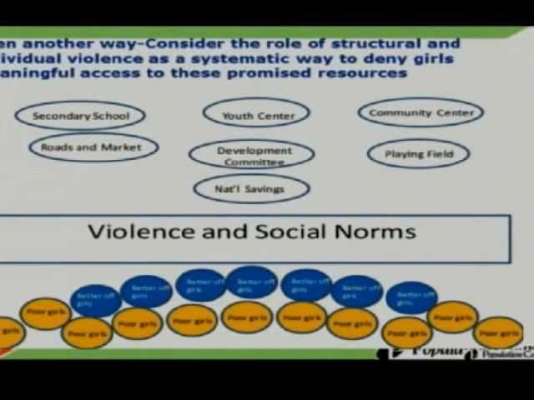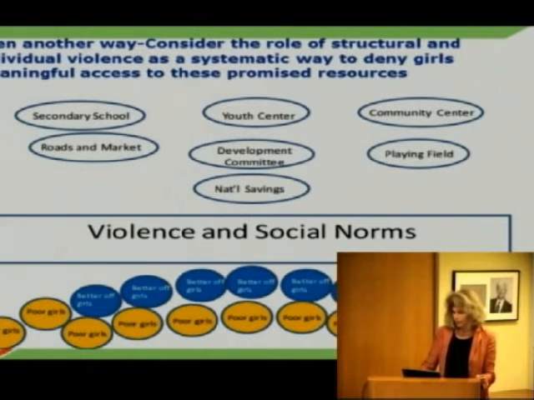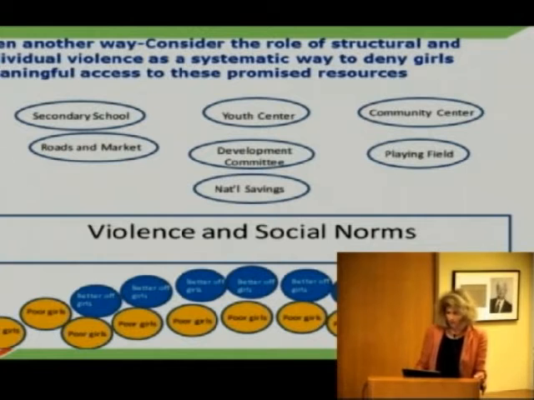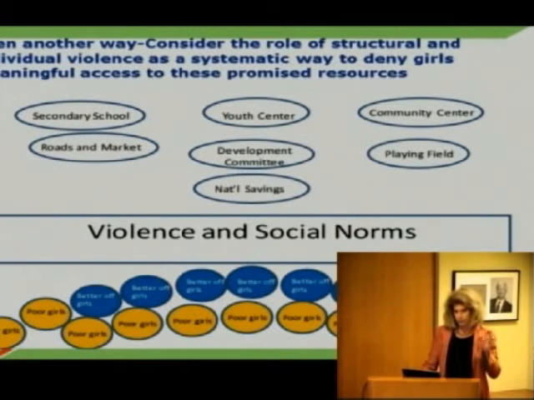Another way of seeing this is to consider the role of structural and individual violence. It's a systematic way of denying girls meaningful access to their promised resources. Obviously, there are many consequences at the bodily level, intergenerationally, families in which girls have experienced violence. This is replicated into the future. Measurable mental health risk, lots of bad things at the individual level. But it's still quite pathologized as exceptional, and the stigma attaches to the girl. Let's look at it as a structural issue.